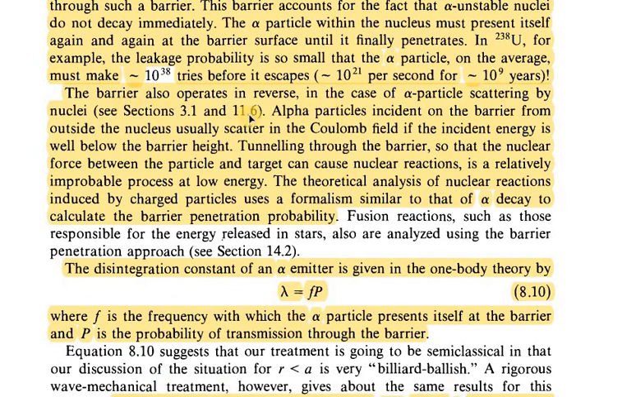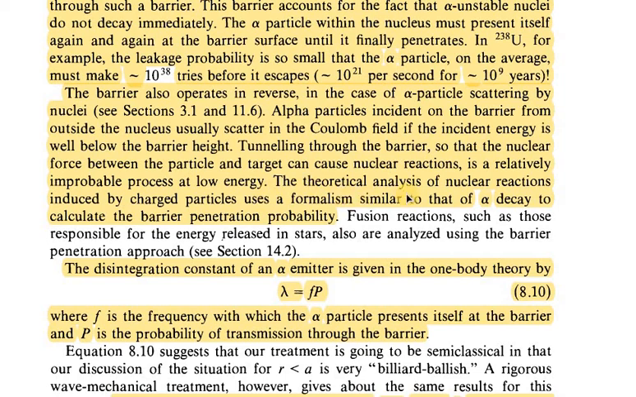The barrier also operates in reverse. In the case of alpha particle scattering by nuclei, alpha particles incident on the barrier from outside the nucleus usually scatter in the Coulomb field if the incident energy is well below the barrier height. Tunneling through the barrier so that the nuclear force between the particle and target can cause nuclear reactions is a relatively improbable process at low energy.